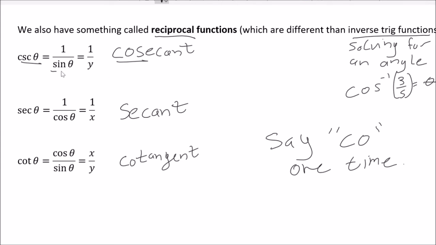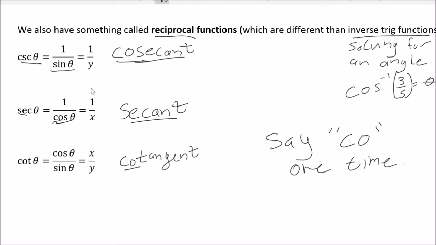Listen carefully. Sine goes with cosecant. I only said co one time. Cosine goes with secant. So notice I already said co in cosine. So a lot of people think, oh, cosine, cosecant. They sound the same. They don't go together though. Okay, so you can only say it one time. Secant, cosine, they go together. What about this one? Tangent, cotangent. All right, that's the intuitive one. Tangent and cotangent go together.